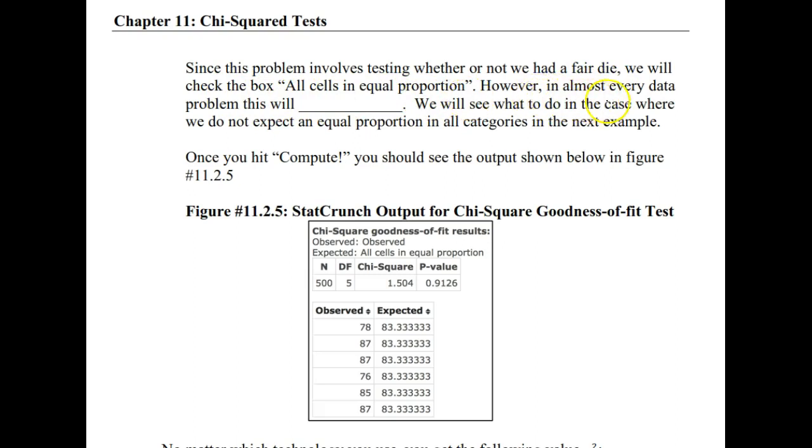But again, however, in almost every data problem, this will not be the case. There's a few cases where we're going to want to test if something has kind of like a uniform distribution across all the categories or something, but it's rare. So we will see what to do in the case where we do not expect an equal proportion in all categories in the next example.